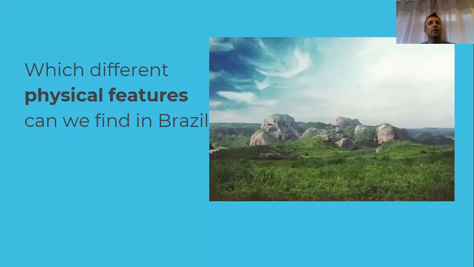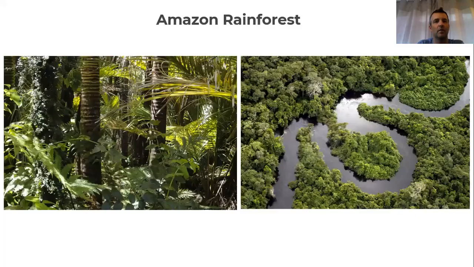So let's start off by looking at the different physical features that we can find in Brazil. Now, Brazil's a huge country with lots of different features. So we're just going to look at some of them today. First, we have the Amazon rainforest, which I haven't mentioned yet, but it's a huge part of Brazil. And it's going to be an area that we focus on later in this topic.